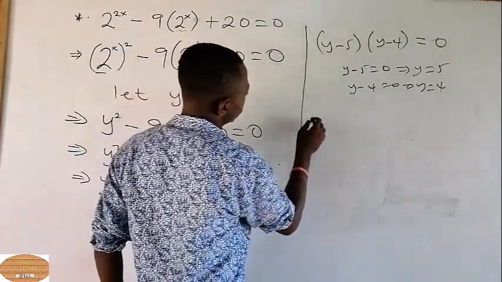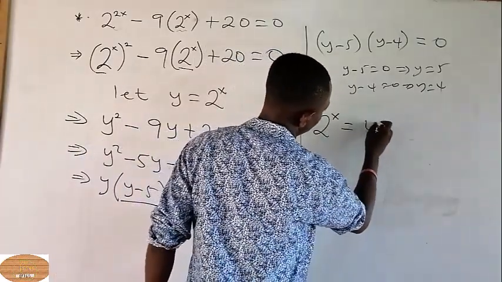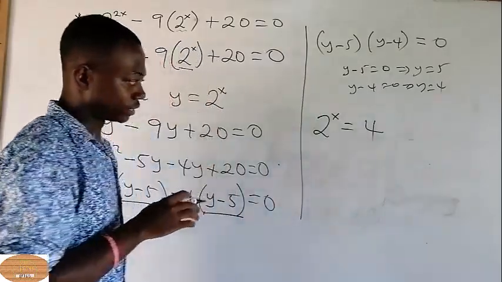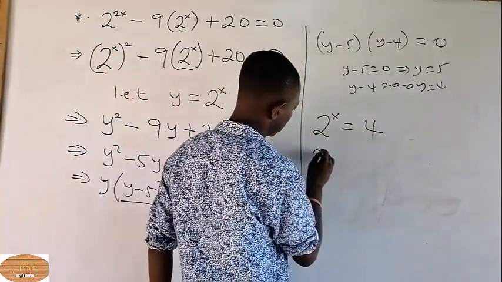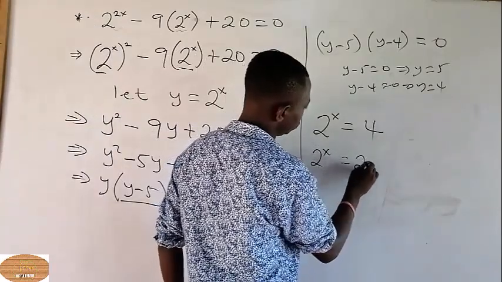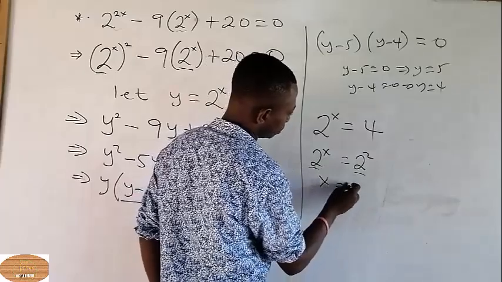So 2 to the power x equals 4. Let's use 4. Alright. So this one becomes a basic equation. So we are going to change this one. 2 to the power x is the same as 2 to the power 2. Alright. So x is straight away 2.